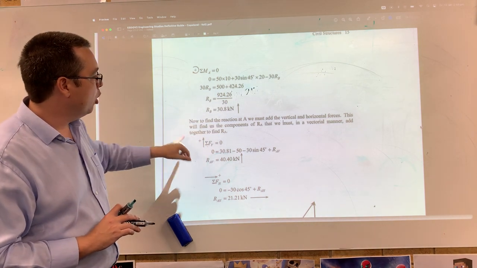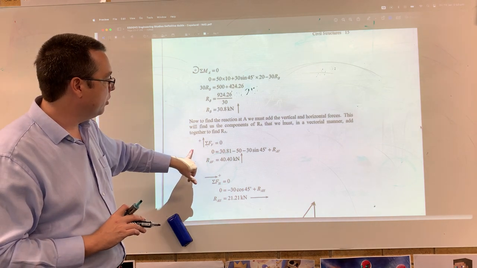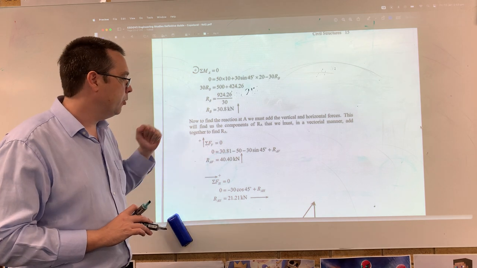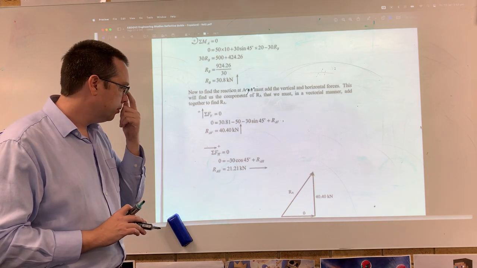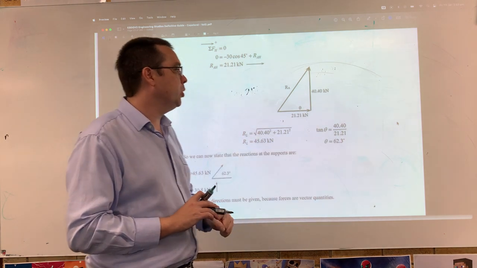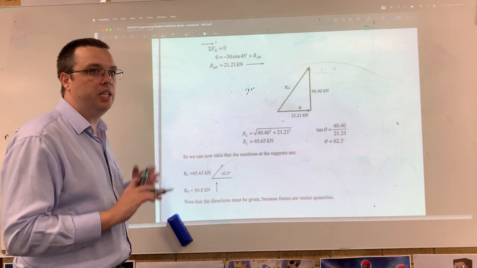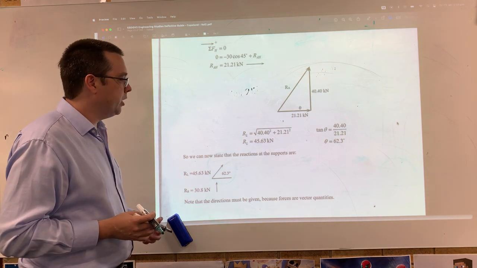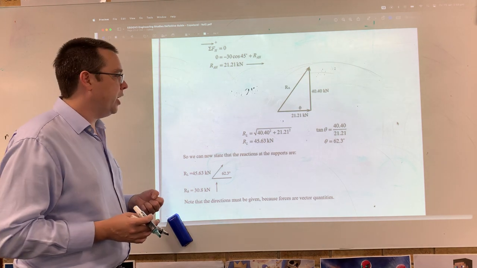Then Copeland in step 4 has used the sum of the forces vertically and horizontally to determine the values of the pin. And then we can keep going up. We're using Pythagoras' theorem and trigonometry to find the combined value of the pin reaction at A. And we get our answer. Okay, so that gets us reactions.